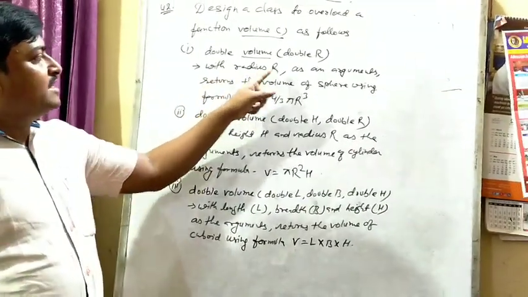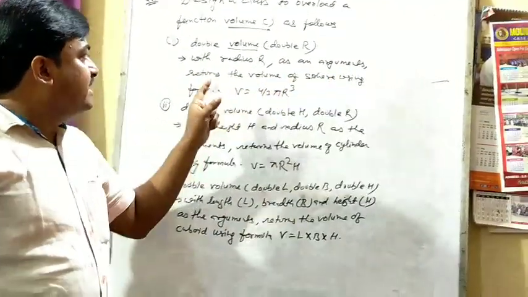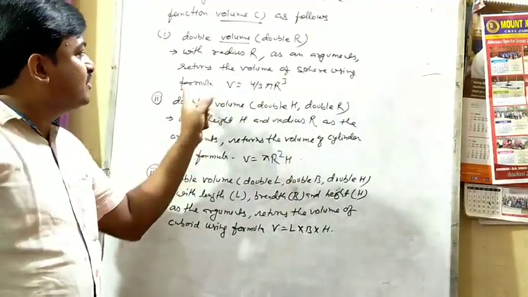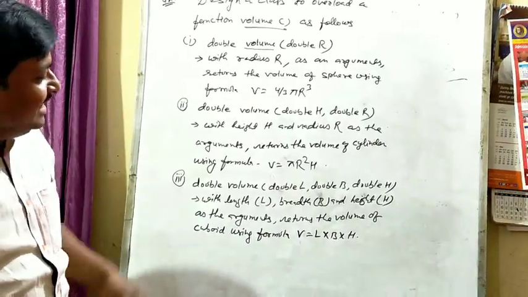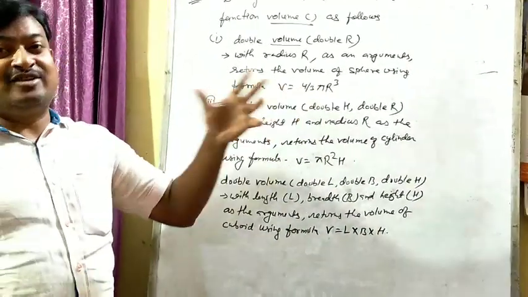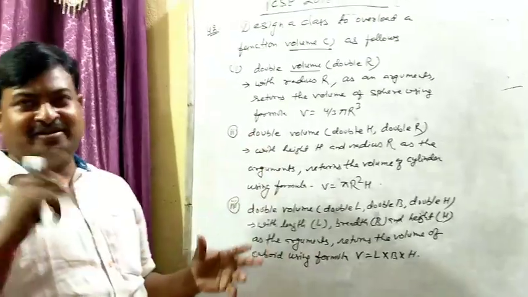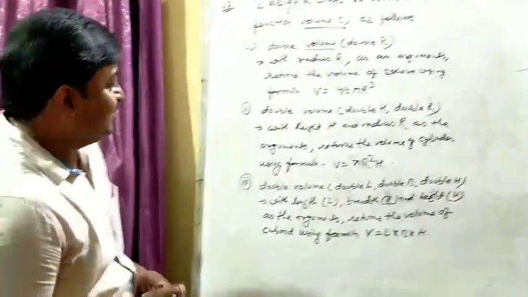Description: with radius R as an argument, returns the volume of a sphere using the formula V equal to 4 by 3 pi r cube. See, in this question the formula is also given. So think about the easiness of the question.